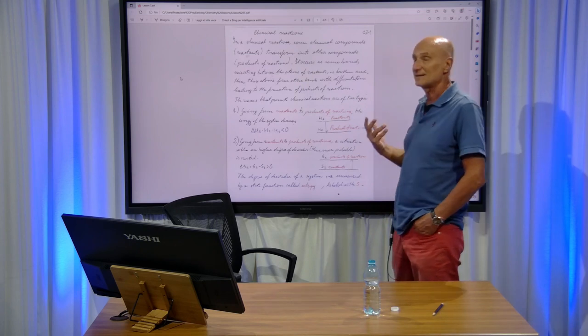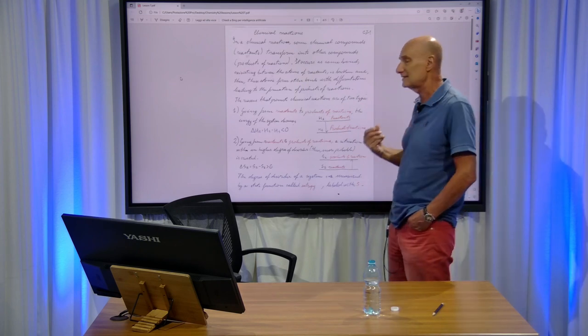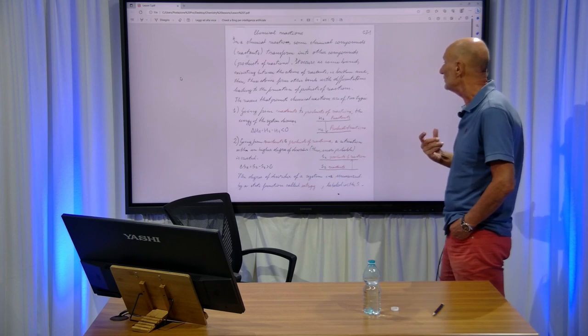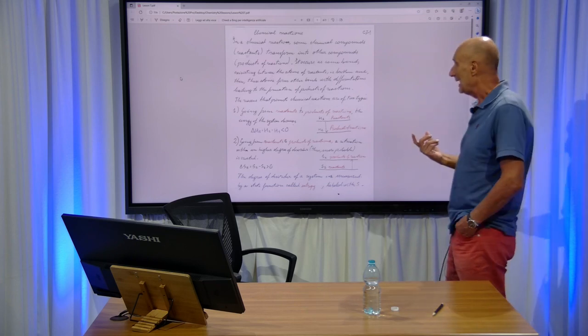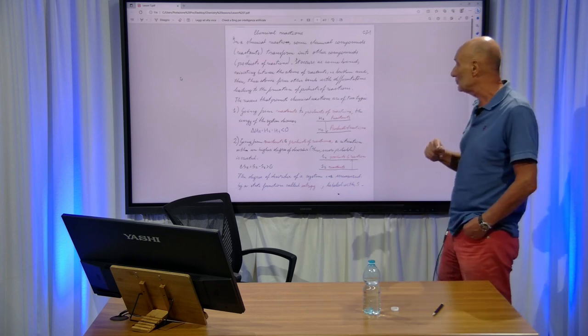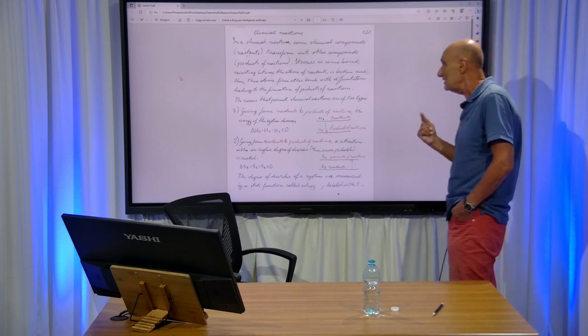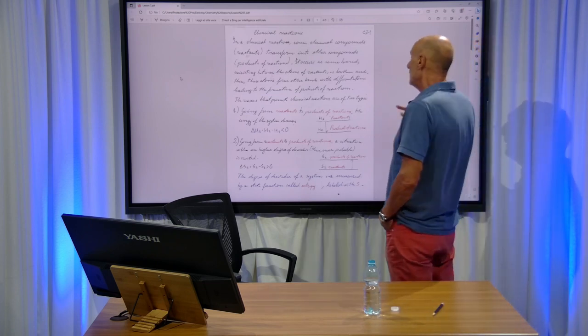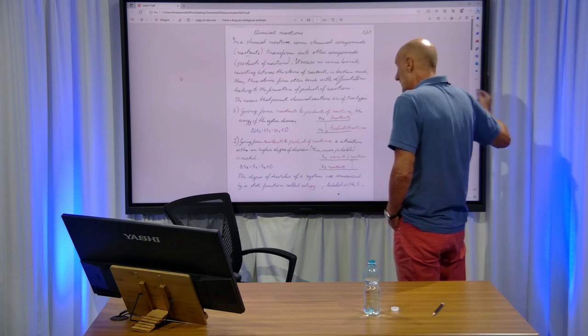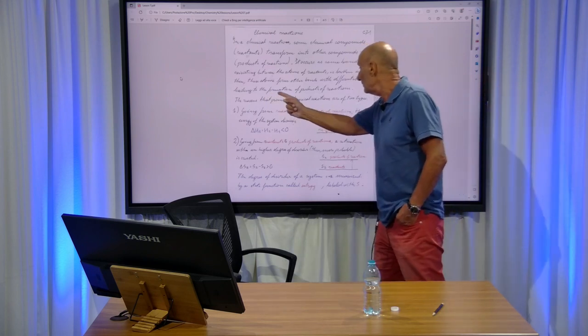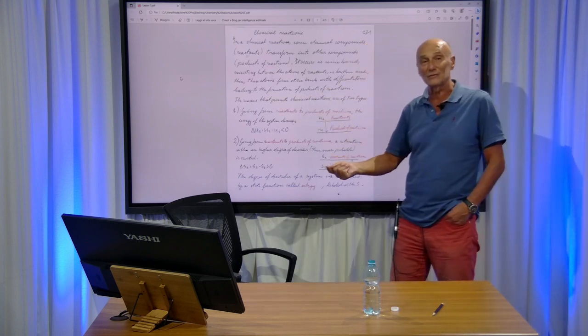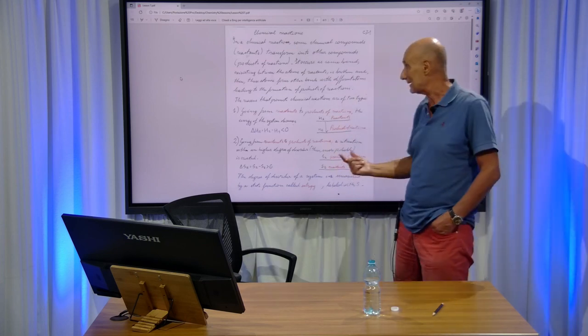It occurs as some bonds existing between the atoms of reactants are broken, and then these atoms form other bonds with different atoms of other reactants, leading to the formation of products of the reaction that are different from the reactants. Okay?